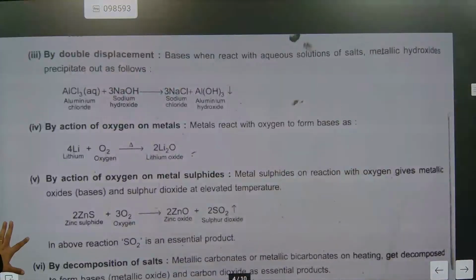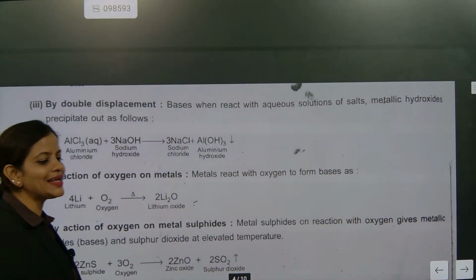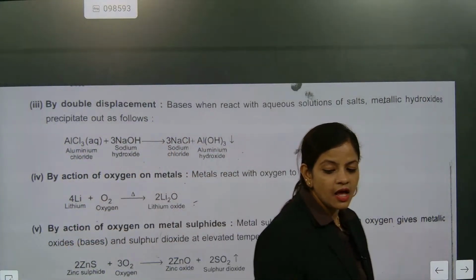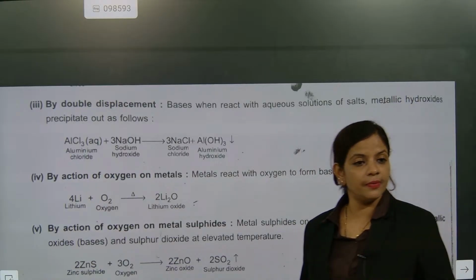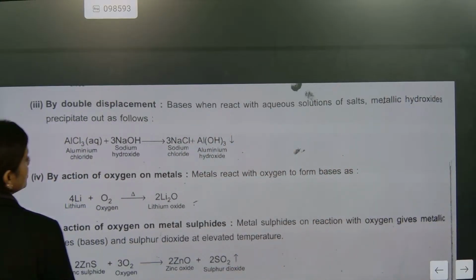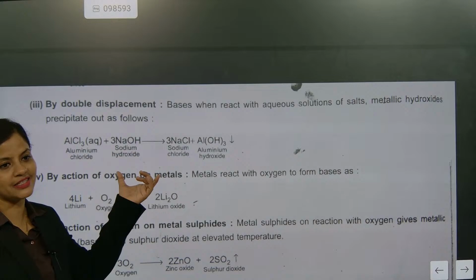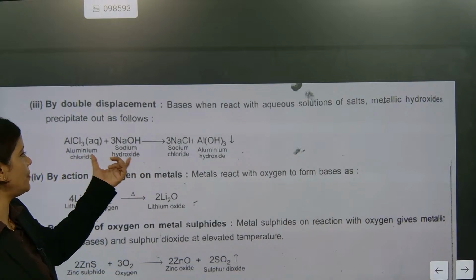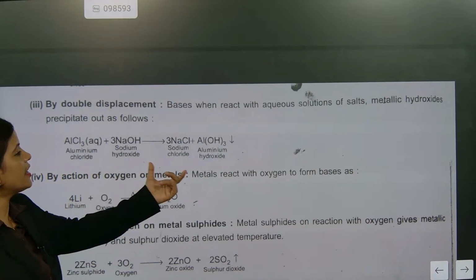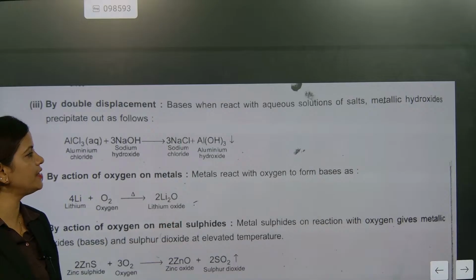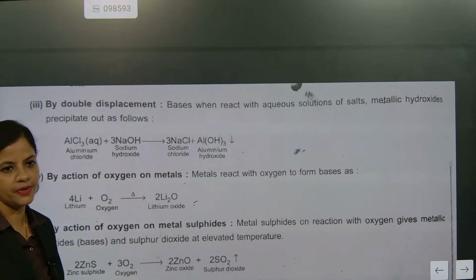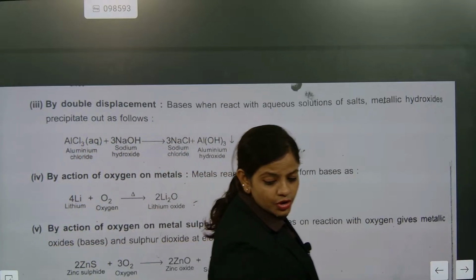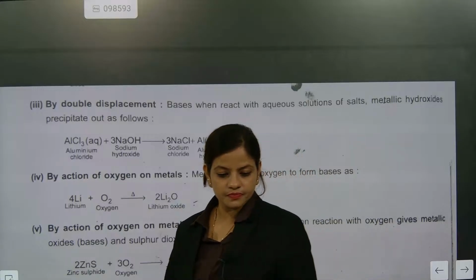We'll go for the next one, double displacement. As in acids, double displacement reaction was there, base also undergoes double displacement. But did you remember there we were using salt plus acid? Here you are using salt plus base. Check. Again an acid is obtained. Understood or not? Acid and salt is obtained. Note down, note down.